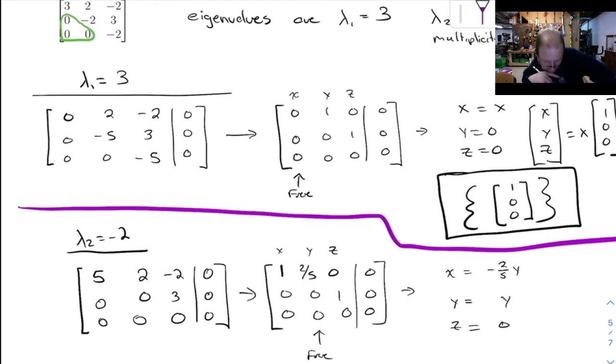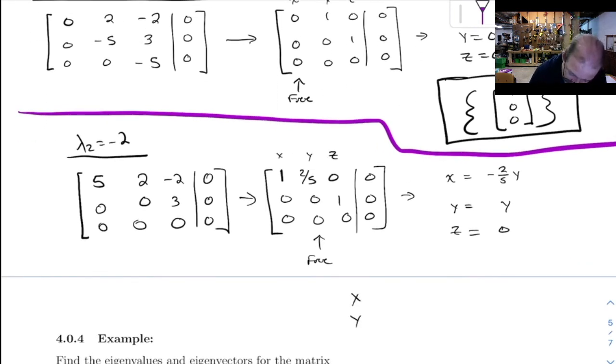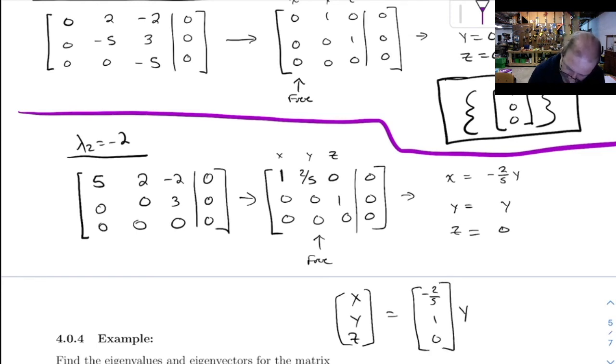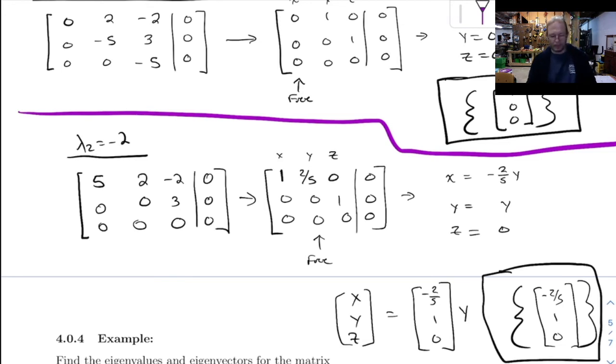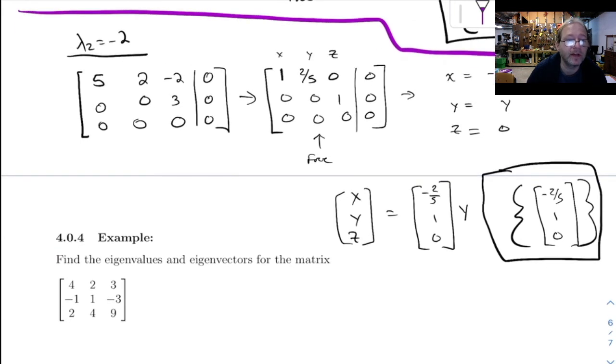So it looks like I only get one vector out of this, or I'll only get one linearly independent vector. So let's see, my x, y, z factors into negative 2/5, 1, 0 times y, and that is my basis vector. And that is a perfectly good answer to this. So interesting, this had multiplicity 2, but it only gave us a one-dimensional eigenspace.